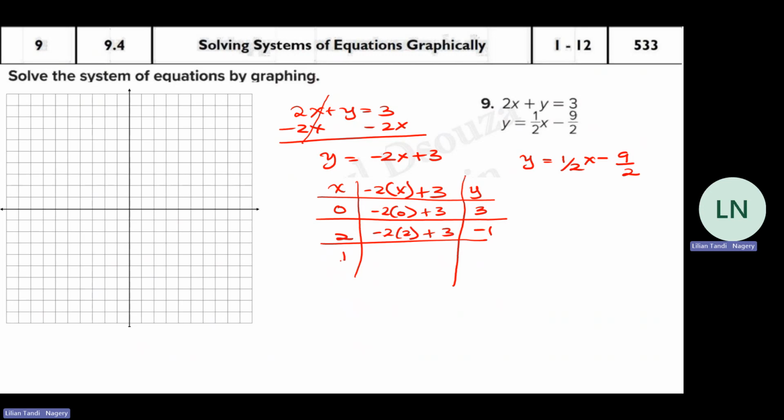I also did 1. Negative 2 times 1 is negative 2 plus 3. I got 1. And I did 3. Negative 2 times 3 plus 3. Negative 6 plus 3 is negative 3.